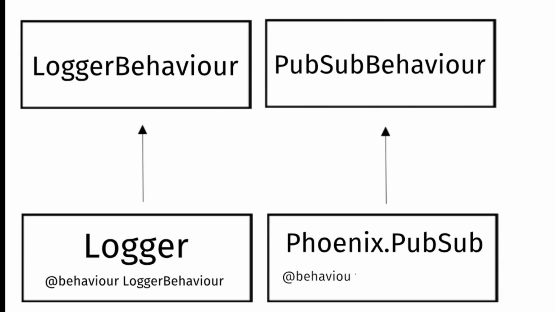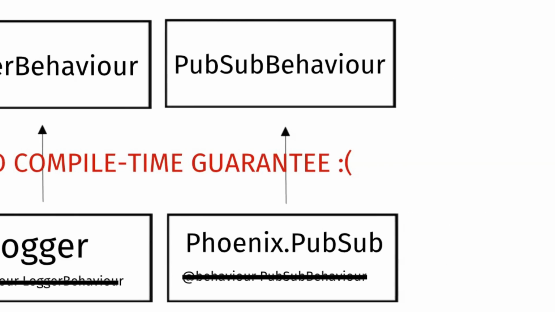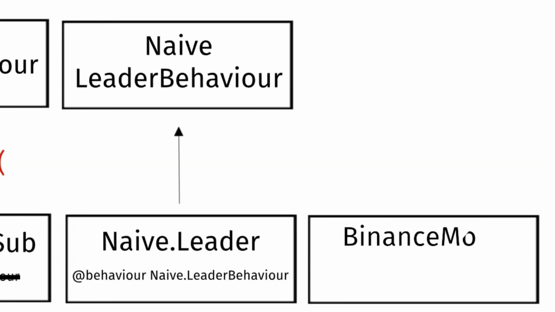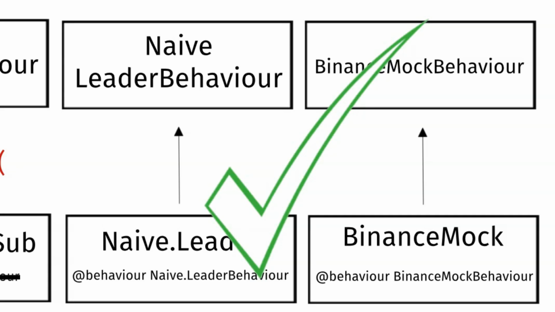As neither of those third-party modules will implement our behavior, we won't have the compile time guarantees that our behavior module didn't get out of sync from the implementation. On the other hand, we can update the naive leader and the Binance mock modules to implement the behaviors to benefit from the compile time guarantees.